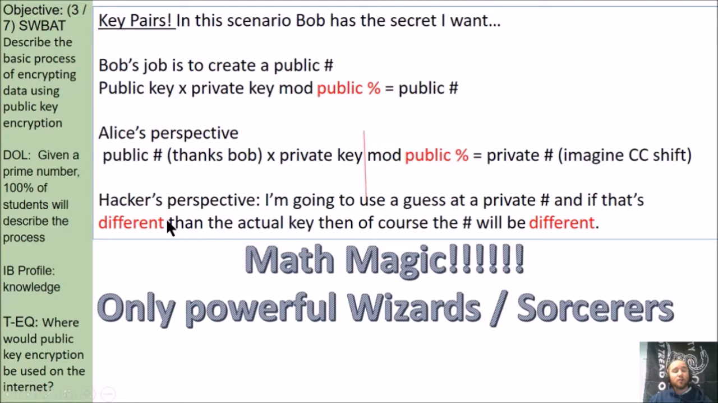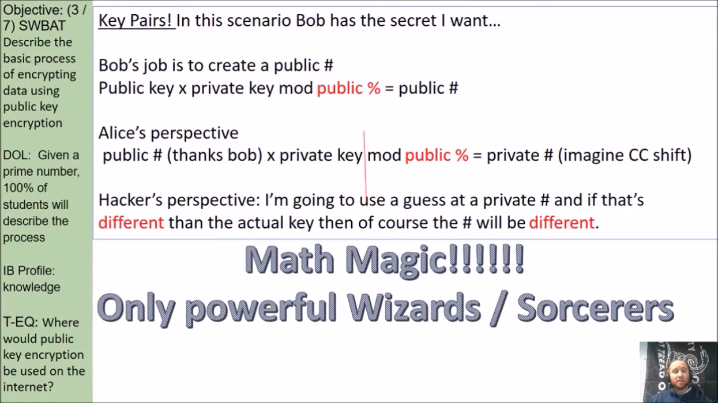And then if you want to take the hacker's perspective, think about guessing at this private number right here or right here. Either way, if you guess a number that's different than the actual number, you're going to get a different private key at the end. So when you guess a different number, you get a different number, and thus it's worthless. So don't get tripped up on the math today. What I'm saying is, this is math magic. This is what's allowing our world to work in such a crazy way.